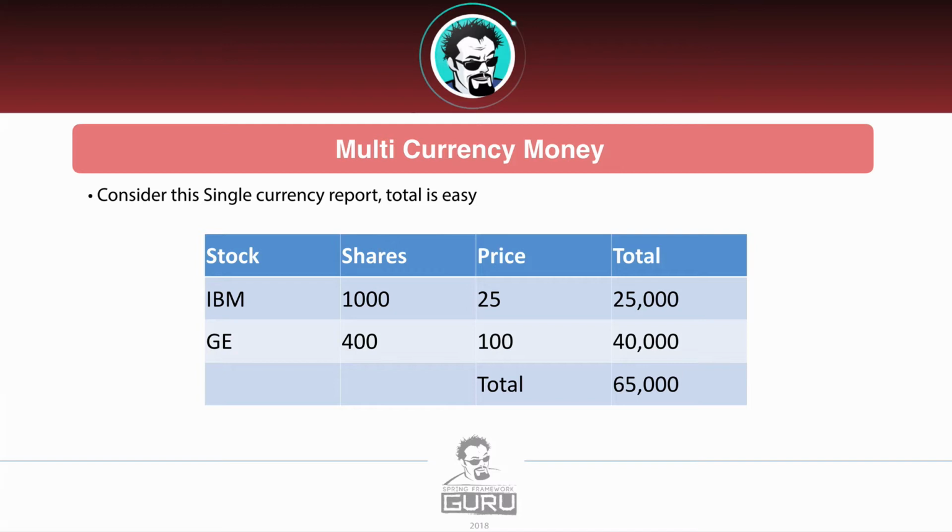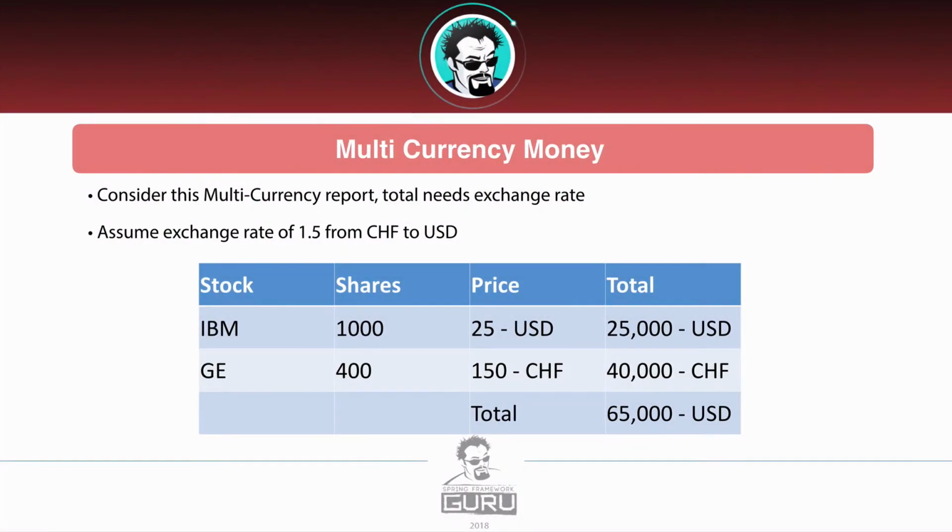And you can see here that everything is in the same currency, so it's really not that hard to deal with because it's just simple math. It's shares times price gives us a total, and then we can simply sum the total. We don't have to worry about different currencies. But that picture changes quite a bit if we have multi-currencies involved.